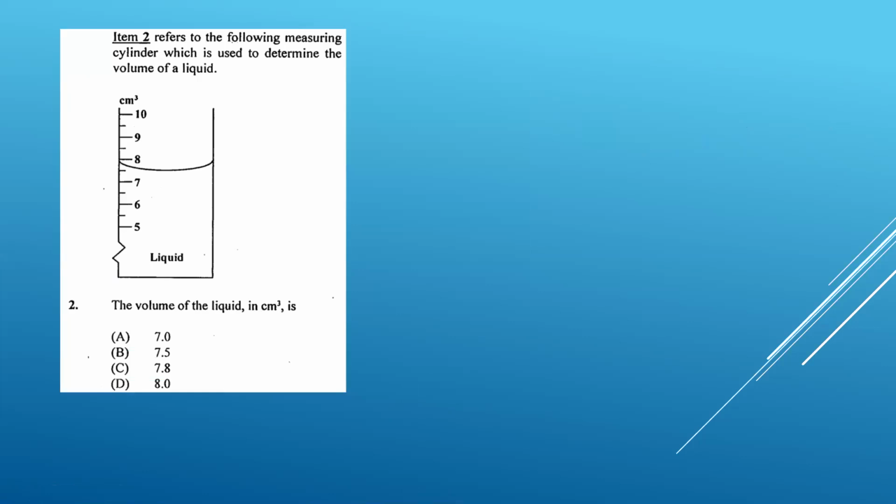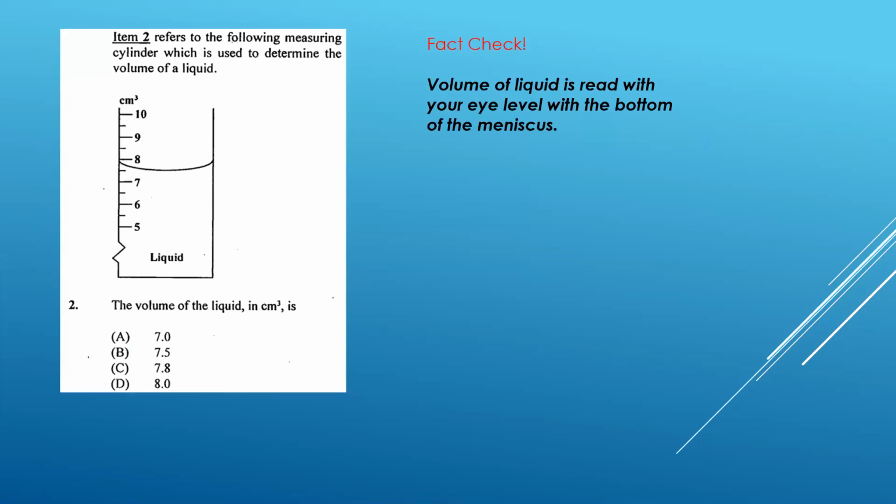Second question, also a measurement question. You have to read the volume of liquid. So please remember that you read the bottom of the meniscus. If your eye is level with the bottom of the meniscus in this case, it should read 7.5 cubic centimeters. And therefore, your answer will be B.